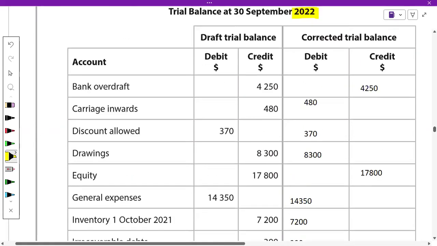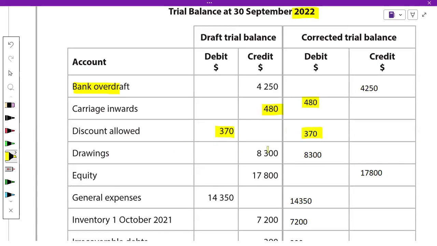In the first part, we have bank overdraft, which is 4250. This is right because this is basically a liability to pay. That's why it should be credit. Carriage inwards is 480 credit here, but carriage inwards is an expense, not like sales returns, so it should be debit, and that's why we have to rectify it. Discount allowed is 370. This is right, we don't need to rectify it here.